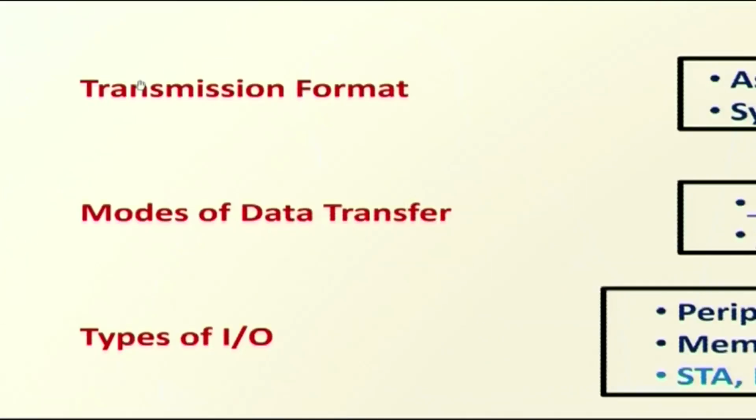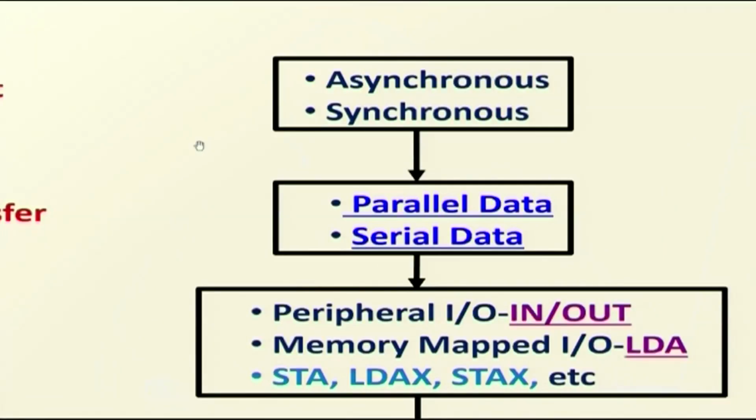The first one is transmission format. The transmission format is classified as synchronous and asynchronous data transmission. Synchronous data transmission means the receiver and the transmitter are synchronized with the same clock pulse, that is, the microprocessor and peripherals are operated with the same clock pulse. The synchronous data transfer is mostly used for high speed data transmission.